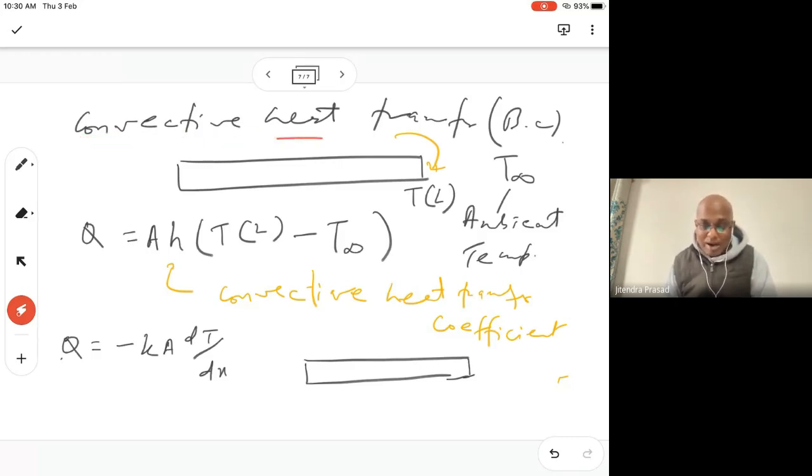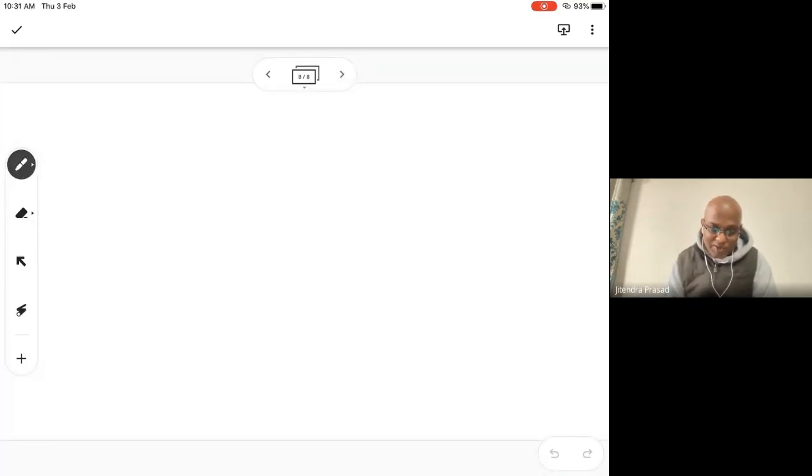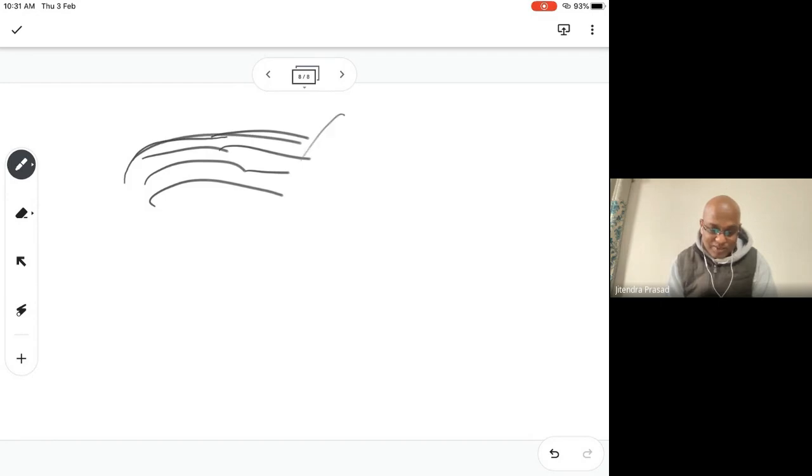In that case, let us take the example of a motorcycle, right? And you have fins. At the engine, you typically have, if you can see, a kind of structure given, fins. Do you see that?